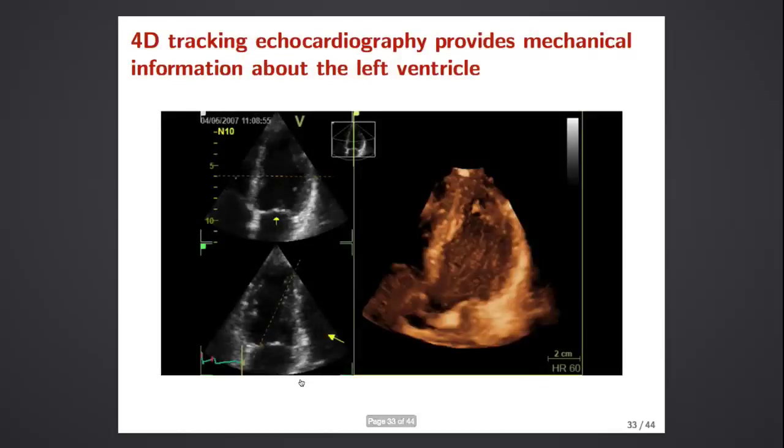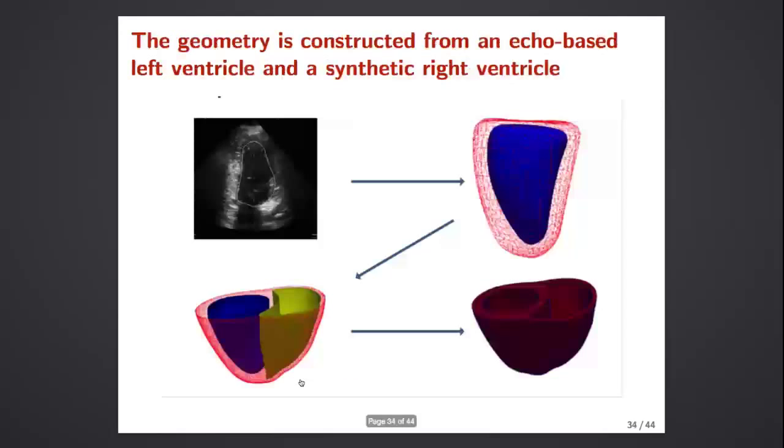But what I was going to say here is that this is a so-called 4D echo, or echocardiography, and it gives you information about the left ventricle. Based on these images, we construct these patient-specific left ventricles and combine them with a synthetic right ventricle for the geometry. You don't have any images of the right ventricle.